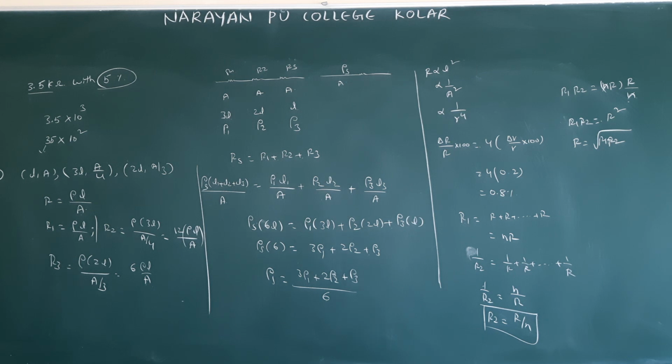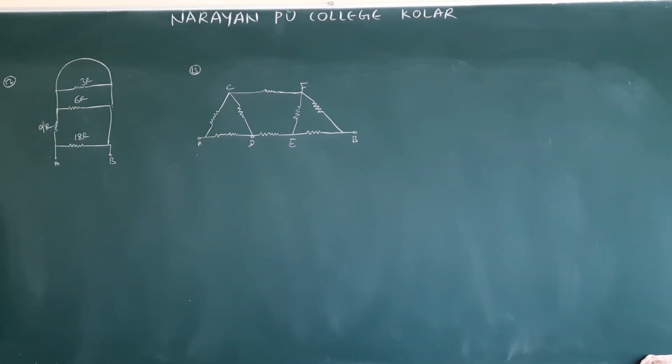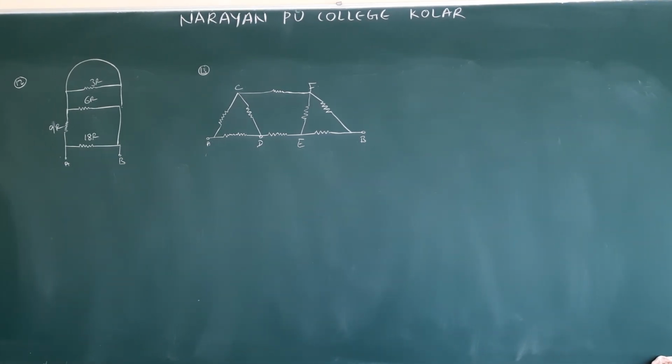Okay. See the next question, 12. The equivalent resistance between E and B. Here they gave A and B, and here they gave X.